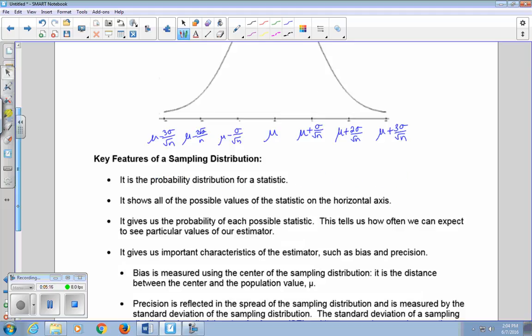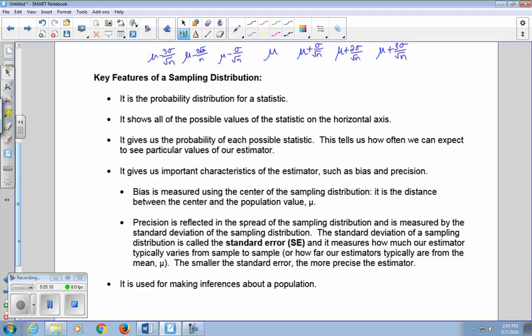So the key features of a sampling distribution: it is the probability distribution for a statistic. It shows all the possible values of the statistic on the horizontal axis. So this is our sampling distribution.